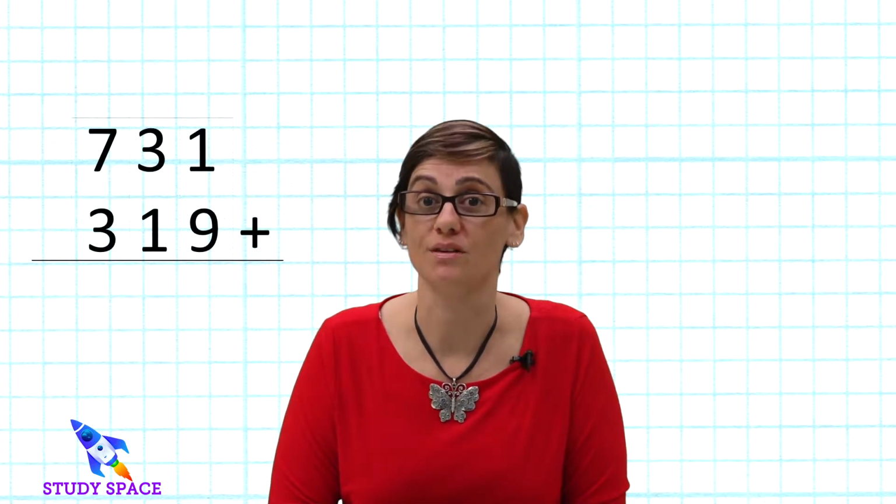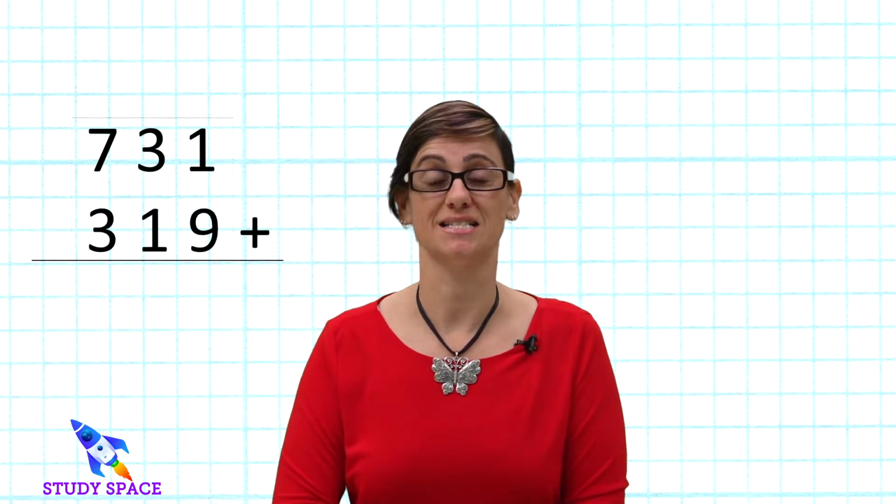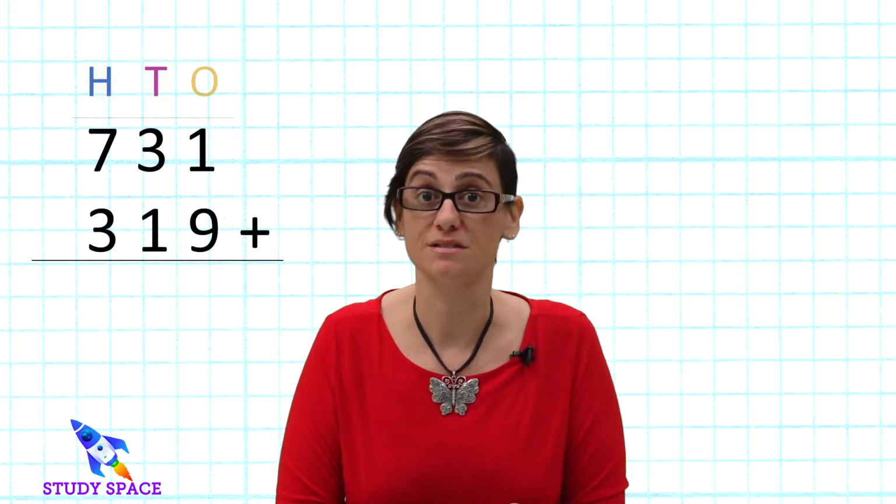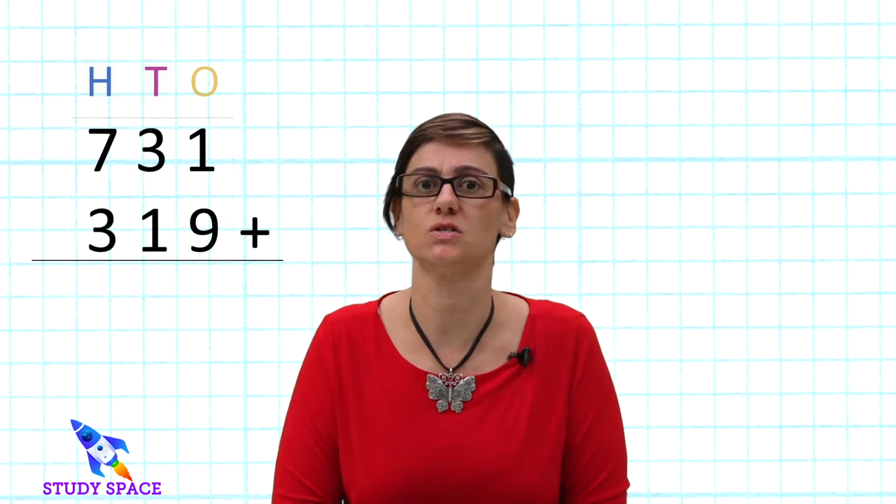Okay boys and girls, so what's an algorithm? An algorithm is a number sentence that has a step-by-step way to solve a question. So on the screen there is an algorithm. As you can see boys and girls, it has numbers at the top and the bottom, and across the top there are columns. Let's talk about those columns.